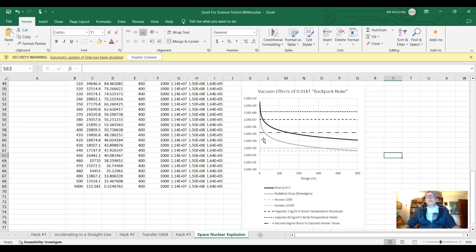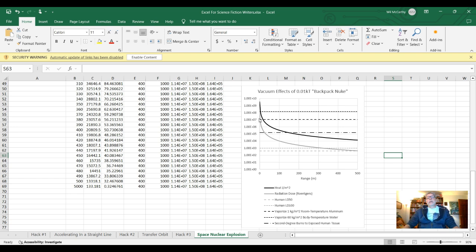This graph tells us something interesting, that this dotted line here is the line where a human gets vaporized. So what this says is very close to the explosion, a human will be vaporized. But as you move even 50 meters away, that's not a risk anymore. Now, second-degree burns to exposed human tissue, that's a risk out to about 150 meters. And beyond 150 meters, you're no longer getting those second-degree burns.